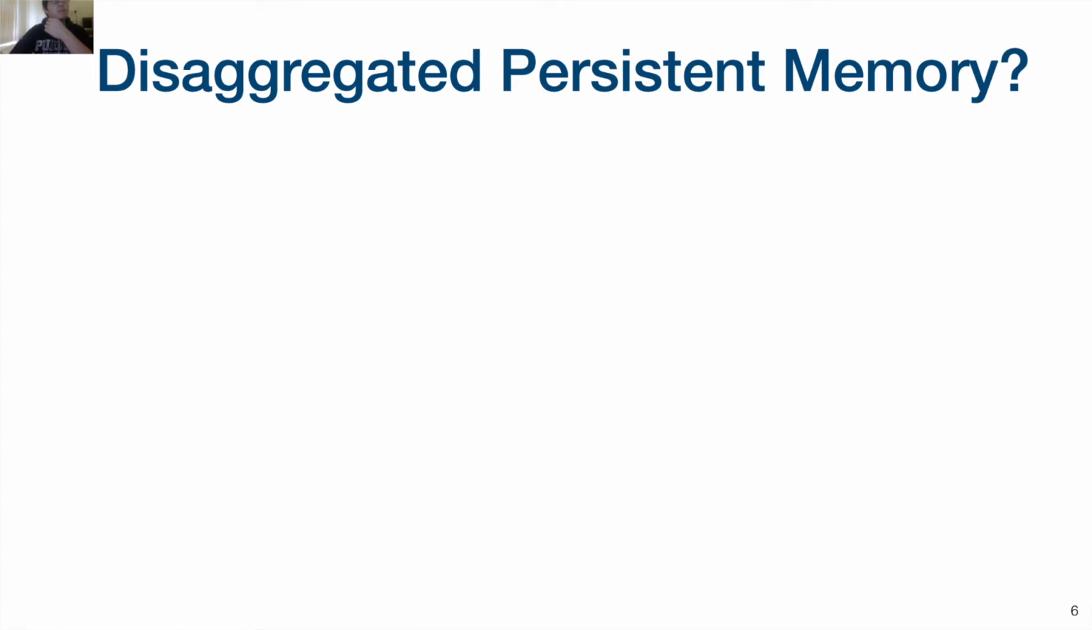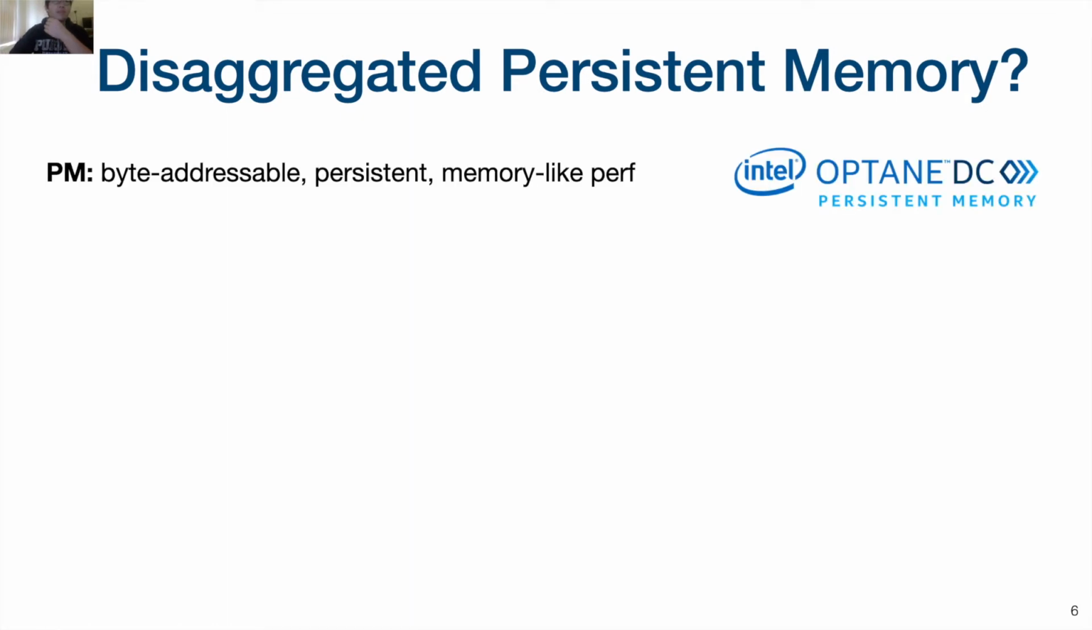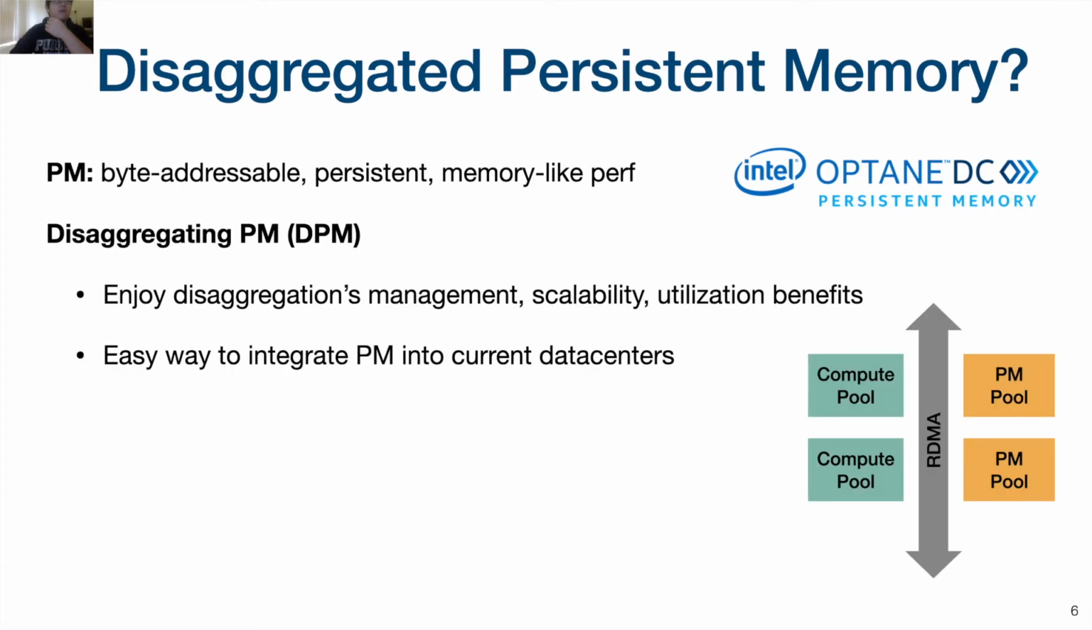So how about persistent memory, or PM? Like DRAM, PM is byte addressable and has similar performance. Like SSD and disk, it is durable and power resilient. If we can disaggregate PM, it can enjoy disaggregation's management, scalability, and utilization benefits. It will also be an easy way to integrate PM into current data centers.